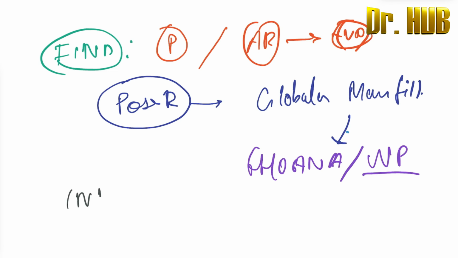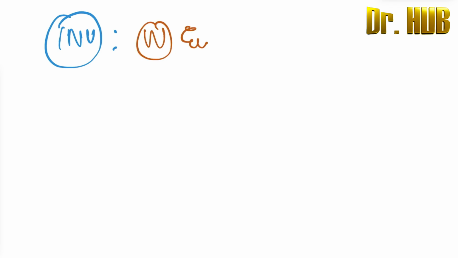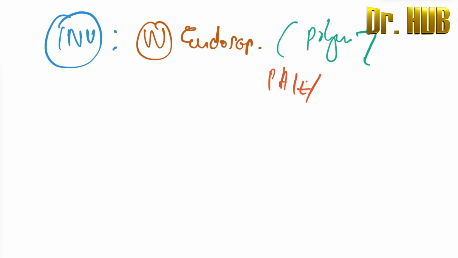Next we have the investigations. So what will be the investigations? Investigation includes nasal endoscopy. Nasal endoscopy will show the nasal polyps, and they are pale, gelatinous as well as pedunculated.